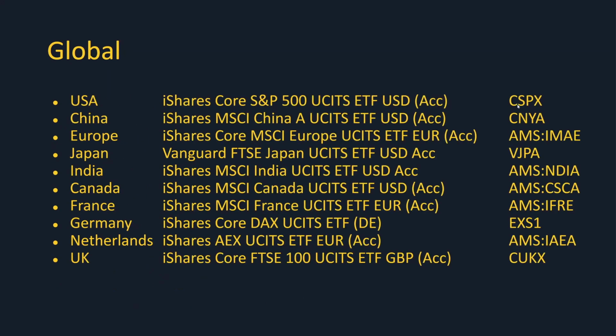Let's have a look at the last part. That's the global trends. We'll look at different countries and Europe, which is of course not a country. We'll look at the following: the USA, China, Europe, Japan, India, Canada, and part of Europe, France, Germany, the Netherlands, and the UK. So I use the ETF that you see behind it. They're all accumulative, and the ticker that I use for that is on the most right side. So if you're interested to see the development of them, check them out individually.